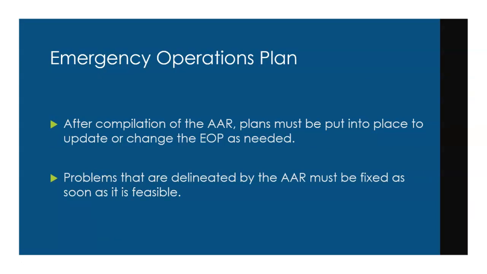After we compile our after action reports, we're going to have a written plan that tells us what went wrong and what didn't go wrong in a final report. And then we're going to update and change our emergency operations plan as needed. And then we're going to disseminate it, and then we're going to take care of those problems. Whether we need training, whether we need to rework the operations plan, we're going to do it. No matter what change we make, we need to let everybody know that we made those changes and update people with training.